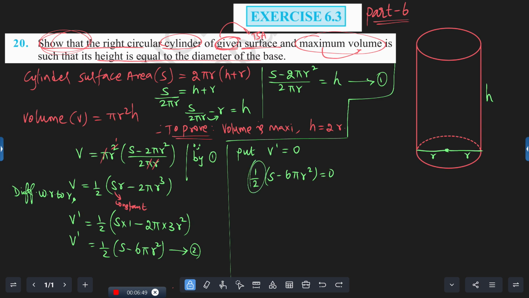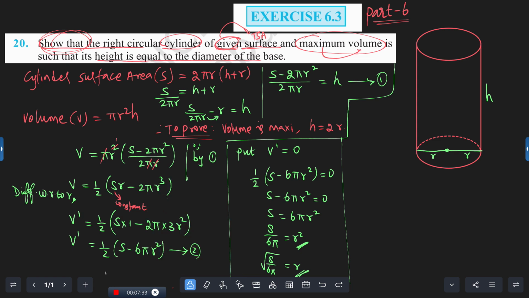Multiply 1 by 2, when you send it opposite, it will be divided. 0 divided by anything is 0, leave it. Then S minus 6 pi R square equal to 0. S equals 6 pi R square, minus when you send opposite becomes plus. So S divided by 6 times pi is equal to R square. If you want to find R, square when you send opposite becomes root. So square root of S divided by 6 times pi is equal to R. Now we have the R value and V dash.